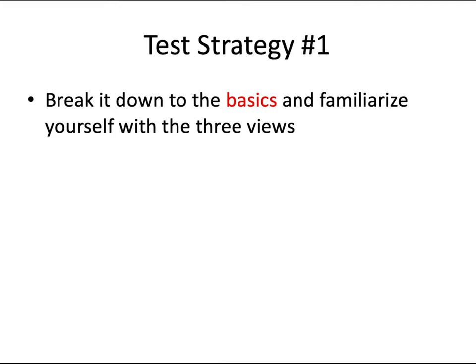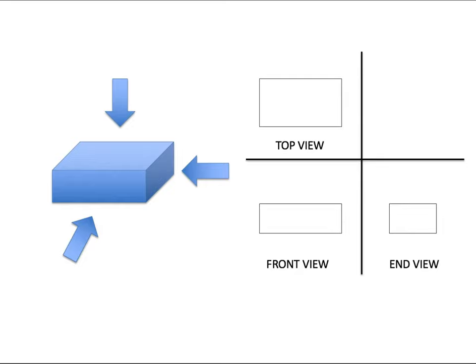So my first test strategy for you is to break it down to the basics and really familiarize yourself with the rules of this game and how the 3 views work. So here we show the top view, front view, and end view, which, referring back to our keyholes video, were the 3 viable views that we were using to pick apart the 3D object. But now we're given the 2D views, and we work in the opposite direction to build up a 3D object in our minds. So here we have a solid rectangular prism and the 3 views that correspond to that shape.